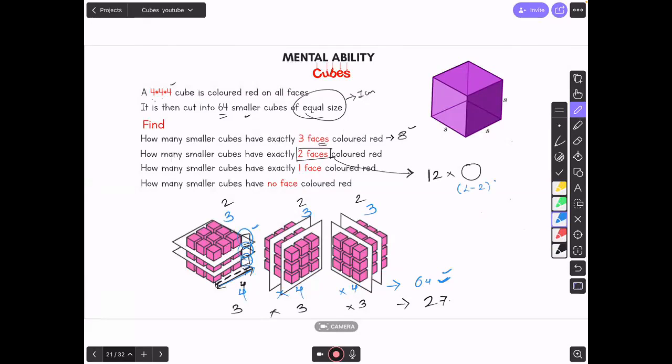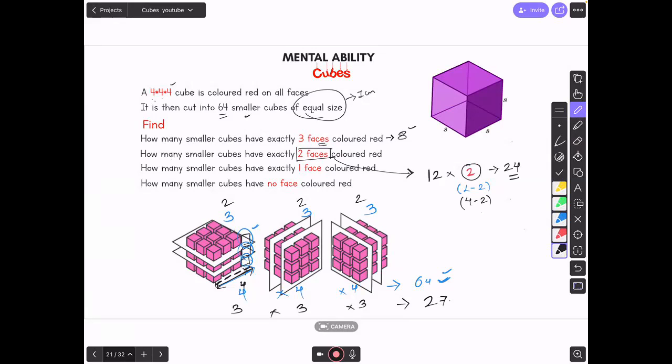So this time, what is the length of the edge? 4. So 4 minus 2 is how much? 2. So this time you will get 2 per edge. So 12 into 2 is how much? 24. That is what your answer will be.